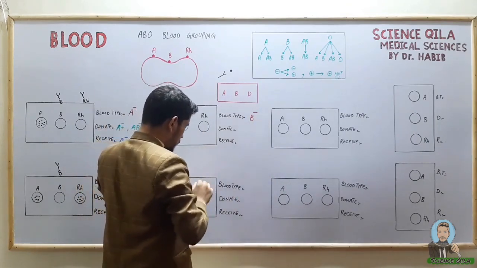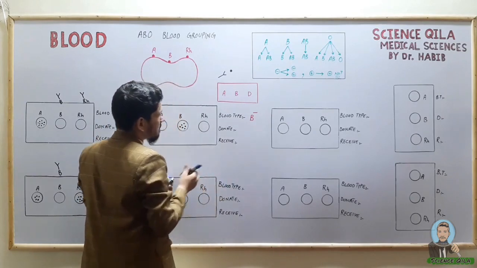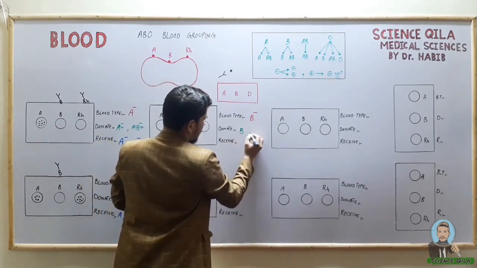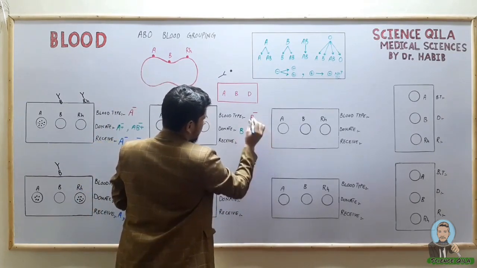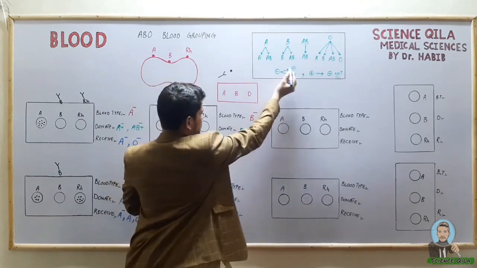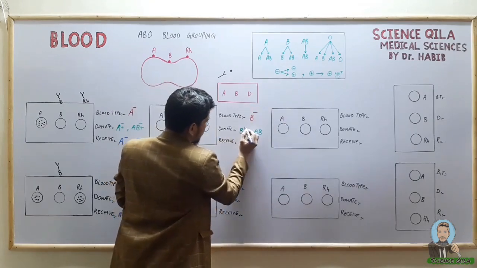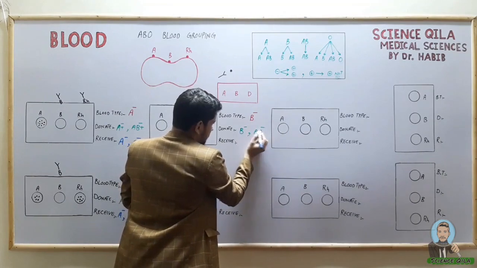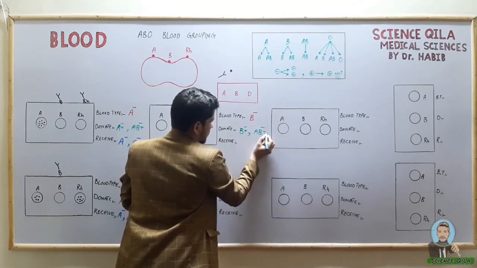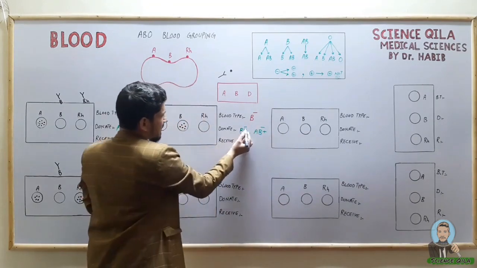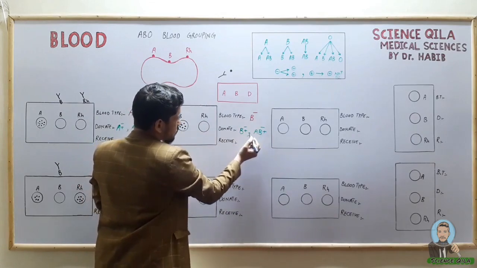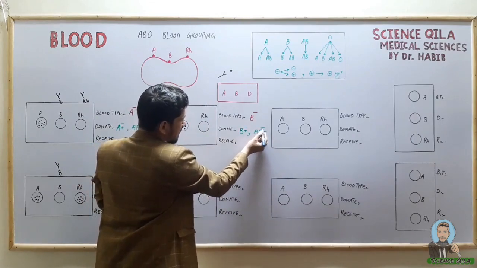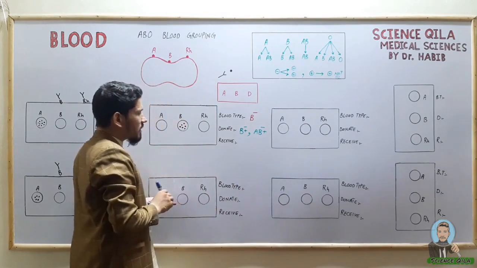B can donate to B and AB. And what's the rule for negative? Negative can donate to both negative as well as positive. So B negative can donate to B negative and B positive, and it can also donate to AB negative and AB positive. Okay, receive.